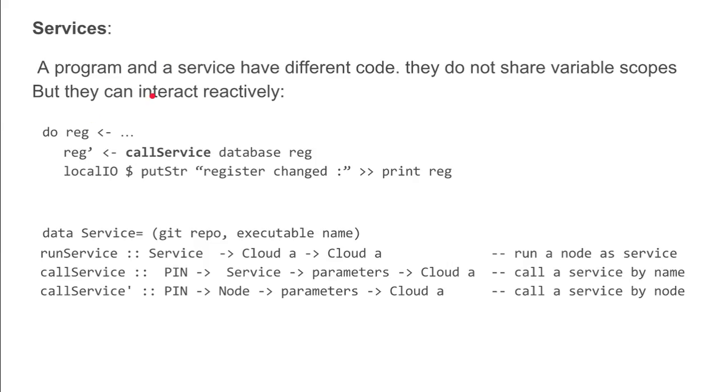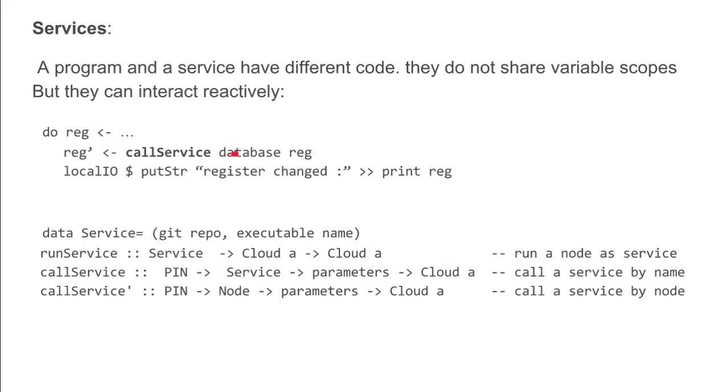Imagine that the database is a remote program initiated by a service, and we call it with some parameters, because services don't share variable scopes. We have to pass them explicitly. But anyway, imagine that this reads a new register from the user interface or whatever and passes it to the database.